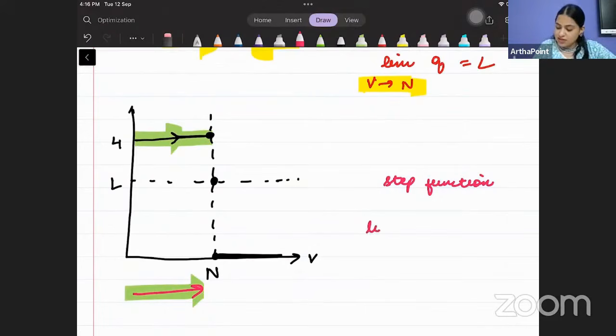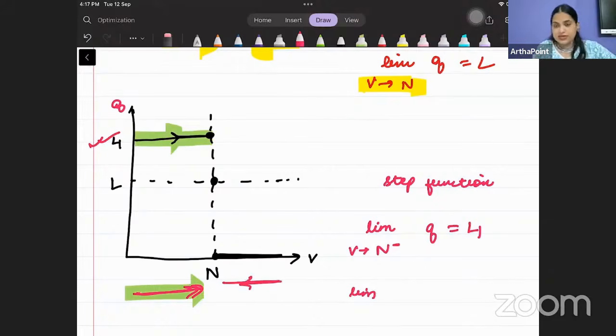So how can we write this? This is how we write this. When v is approaching n from the left hand side, I will use the term minus. Minus means left hand side. And at that point, beta, my q gives me the value L1. But beta, when I approach n from the right hand side, suppose I should make it here to make things easier for you. So instead of this, let me draw this here.